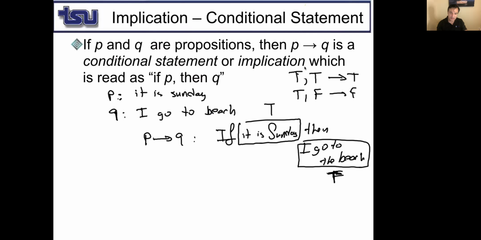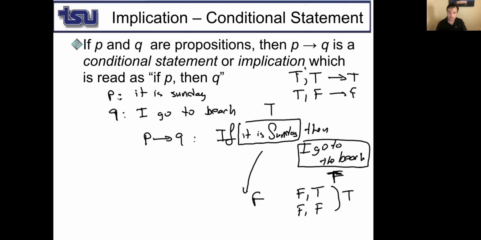Here is the trick. What if it is Saturday? What if it is not Sunday? That means what if this is false? Well, if it is not Sunday, I did not promise to do anything. So that means I did not break any promise. So if P is not true, if P is false, no matter whether I go to the beach or not, I don't break any promise. So if P is false, Q is true, or P is false, Q is false, doesn't matter. I did not break anything.